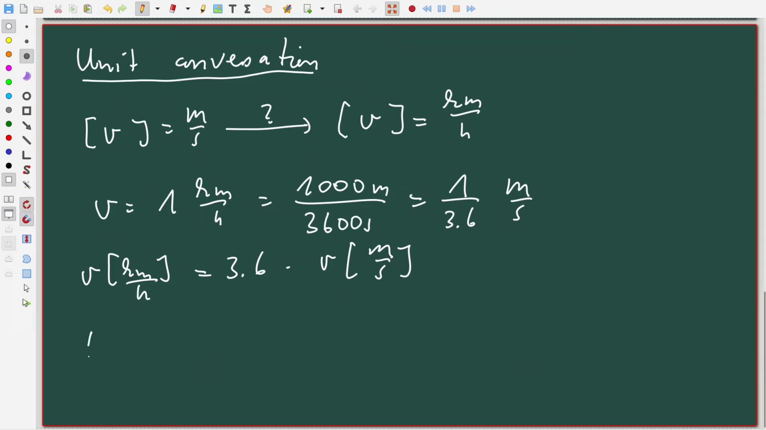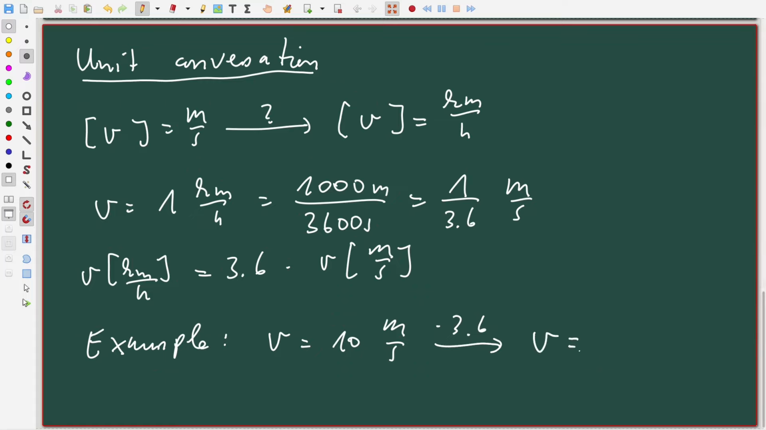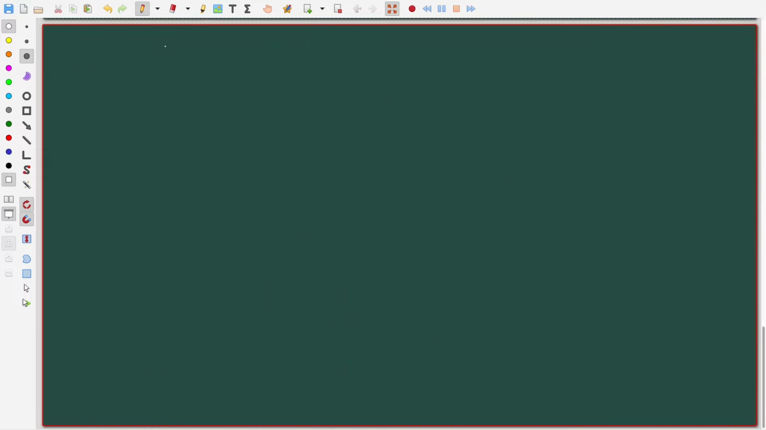So an example, it's actually very simple. V could be, for example, 10 meter per second. So we have to multiply it with 3.6, and at the end we get v is equal to 36 kilometer per hour. Until now we have only looked at the cases where the speed of the object is constant. And if this is not the case, then we have to introduce a new term which is called momentary speed.